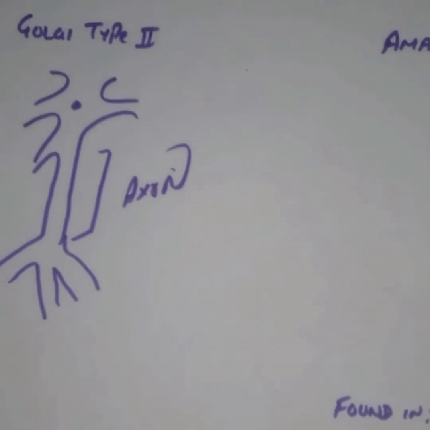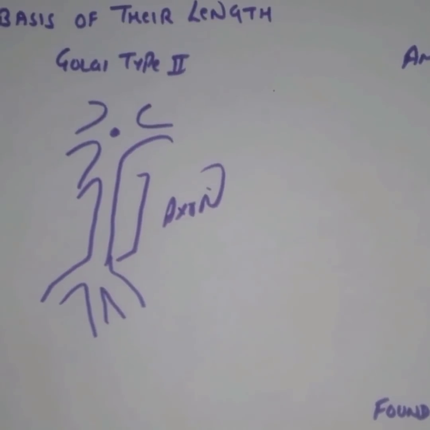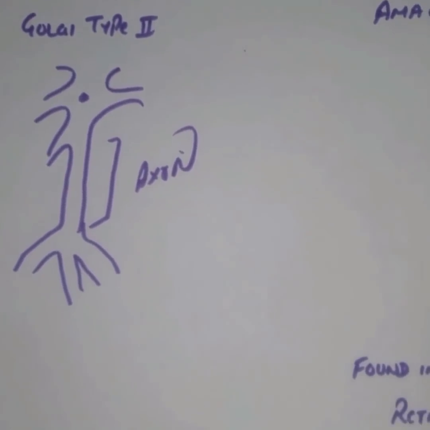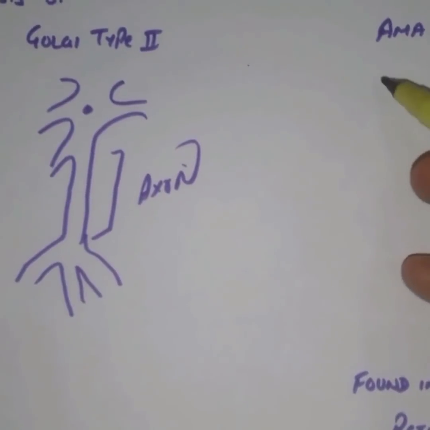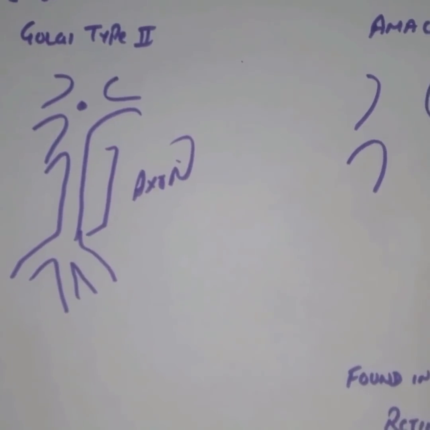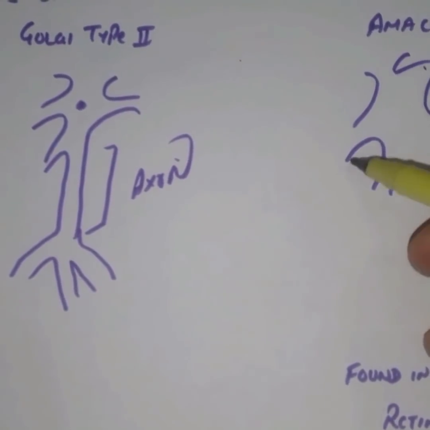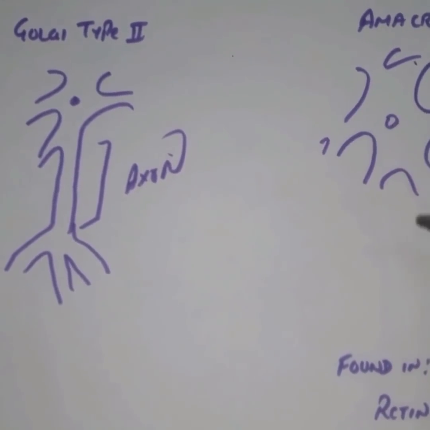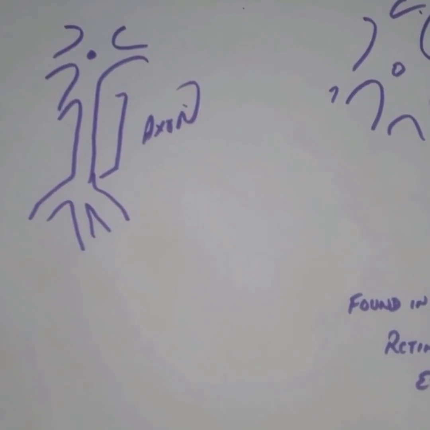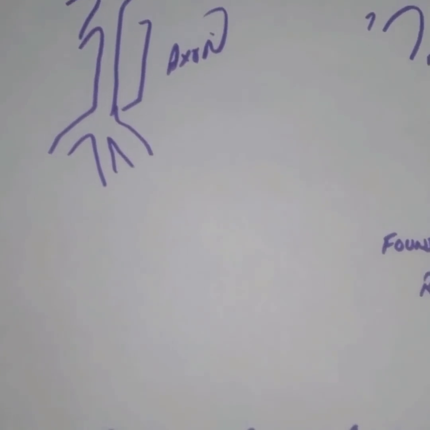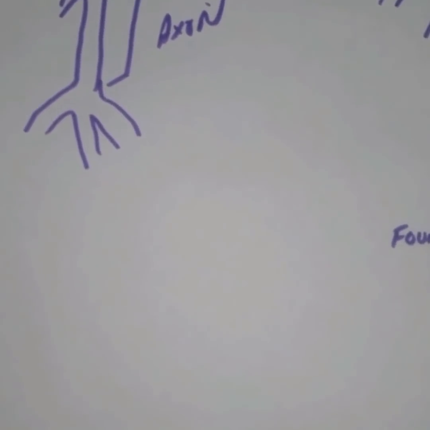Now the third type of neuron comes. These are the amacrine neurons. These are the neurons which do not have an axon. These consist of only dendrites as well as the cell body. These types of amacrine neurons are usually found in the retina of the eyeball.